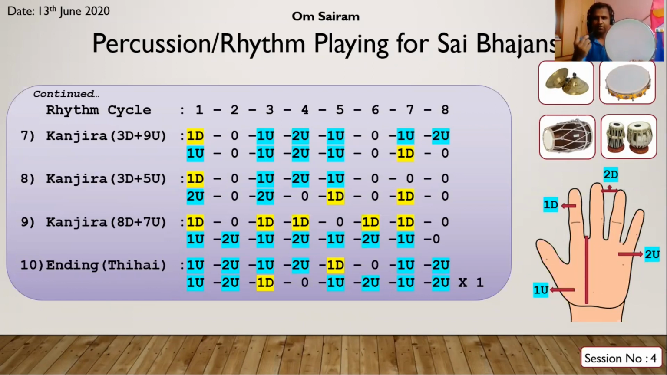If you see mridangam, tabla, or dholak, they use this finger more. They use this forefinger prominently. There is a purpose, because it's one of the most controllable fingers among the 5 fingers. It's very easily controllable. So it's called an index finger for nothing. Okay, now let's go ahead.